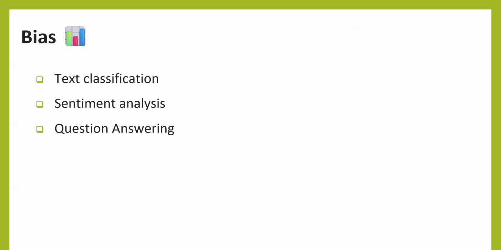Next comes the bias, which refers to the phenomenon where the model is unfair or discriminatory towards certain groups or individuals. This can happen when the model is trained on biased data, or when it is not properly designed or fine-tuned. Bias can be a problem in various natural language processing tasks such as classifying text in a way that is unfair or discriminatory towards certain groups or individuals, or analyzing sentiment in a way that is biased towards certain groups or individuals, and finally providing answers that are biased or unfair towards certain groups or individuals.